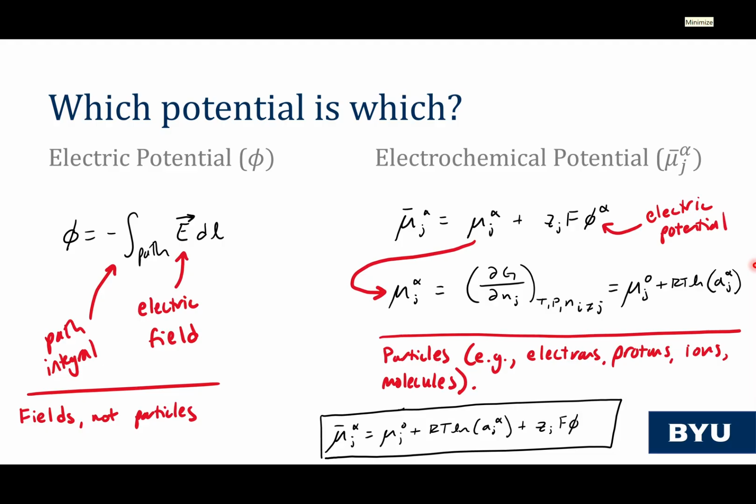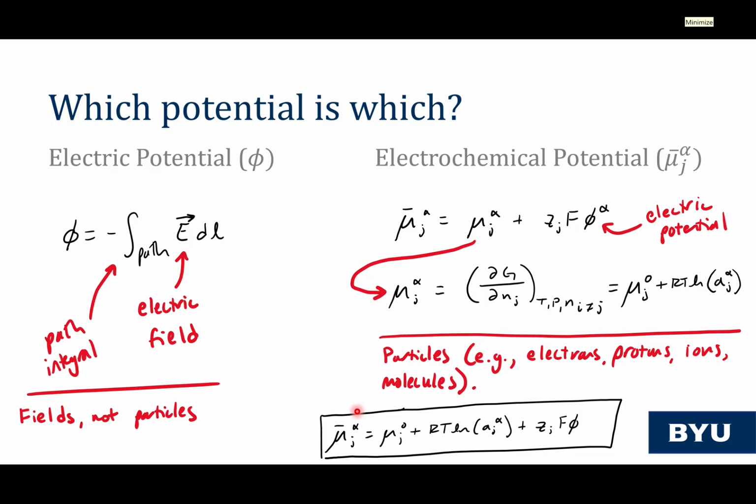We can also write the chemical potential as a standard chemical potential plus the universal gas constant times temperature times the natural log of the activity of species J in phase alpha. And I'll just add that this is good for electrons, this is good for protons, ions, molecules, all of that.